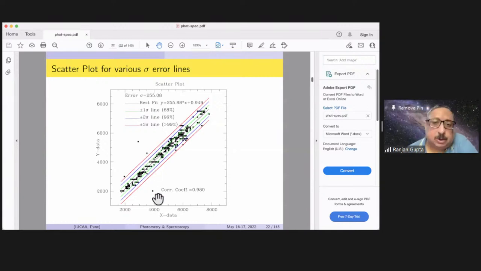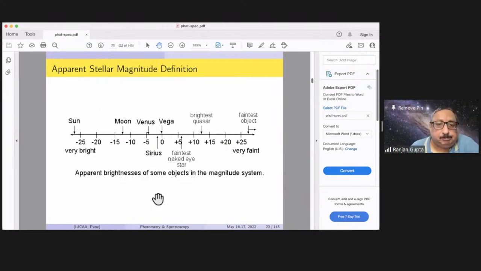So this is most typically used in any data presentation when you do astronomy. For that matter, of course, not only astronomy, any experiment. Okay, now this is what was mentioned by Shomak in the morning. But now I will give a little more detailed thing. How do you define the magnitudes? Remember, astronomy is one of the very old subjects.